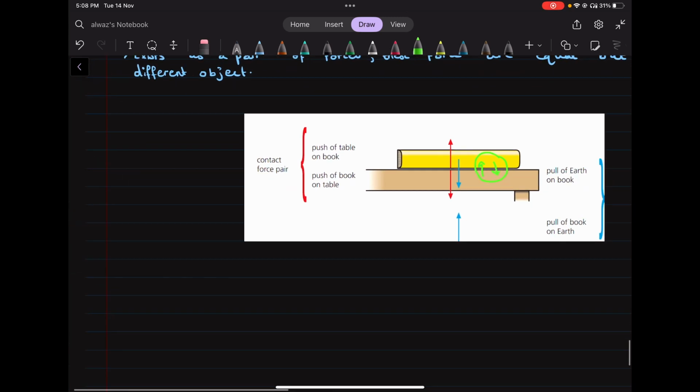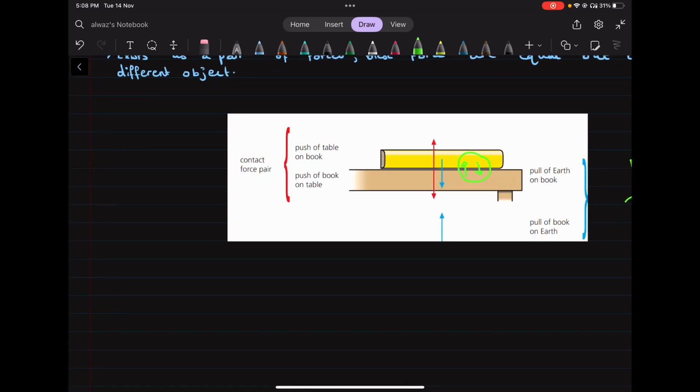Now, one thing that you guys must remember is that a pair of these Newton's third law forces don't act on the same object. So, for example, if this is the book, it has the normal force and it has weight. These two cannot be the Newton's third law pair. Why? Because they're acting on the same object. The pair of forces in Newton's third law must act on two different objects.